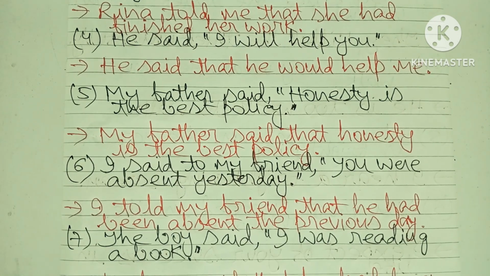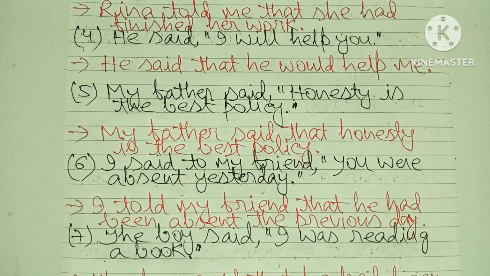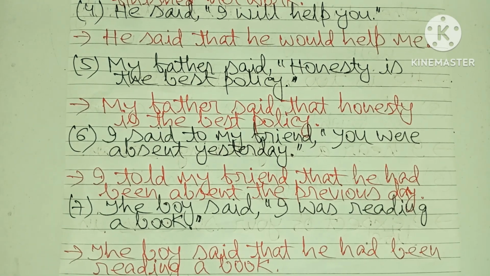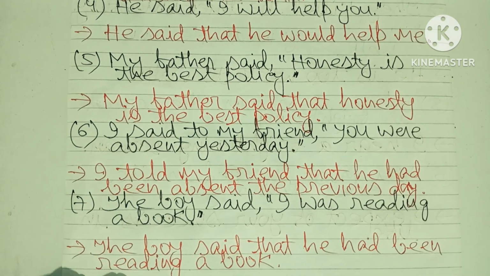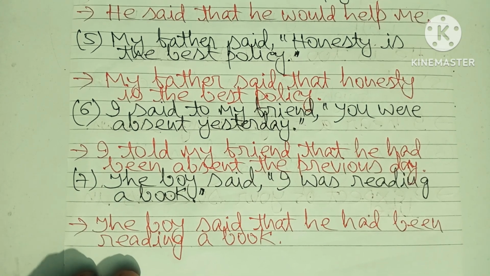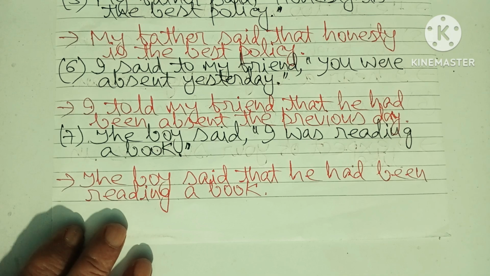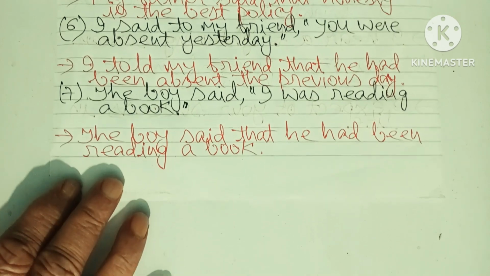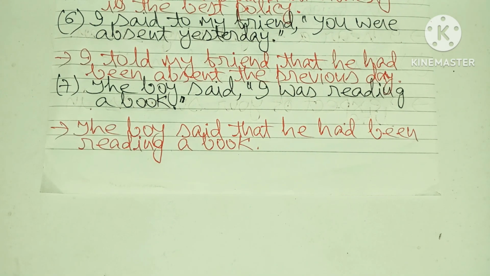Number 5. My father said, "Honesty is the best policy." Answer. My father said that honesty is the best policy. Number 6. I said to my friend, "You were absent yesterday." Answer. I told my friend that he had been absent the previous day. Number 7. The boy said, "I was reading a book." Answer. The boy said that he had been reading a book.